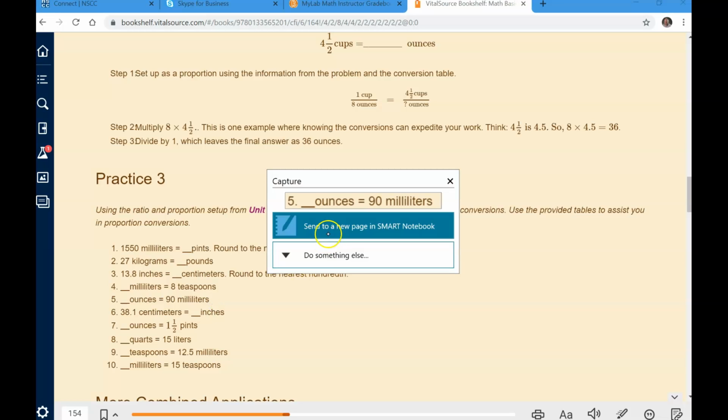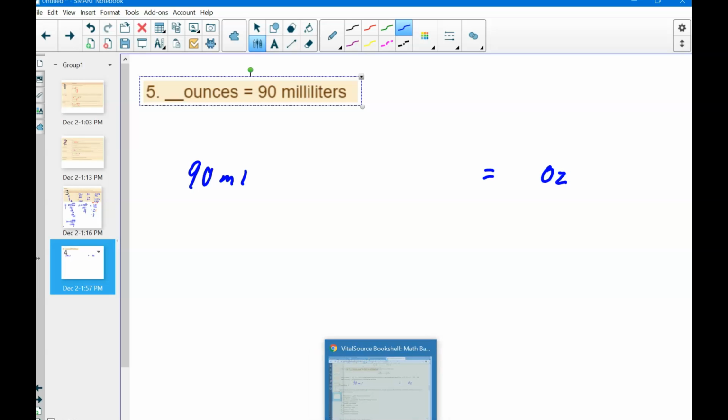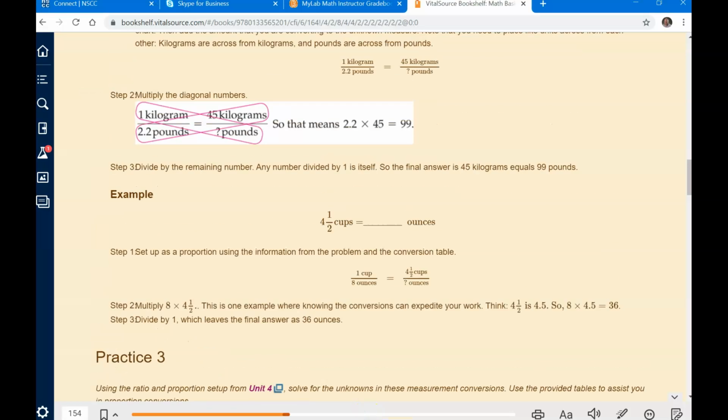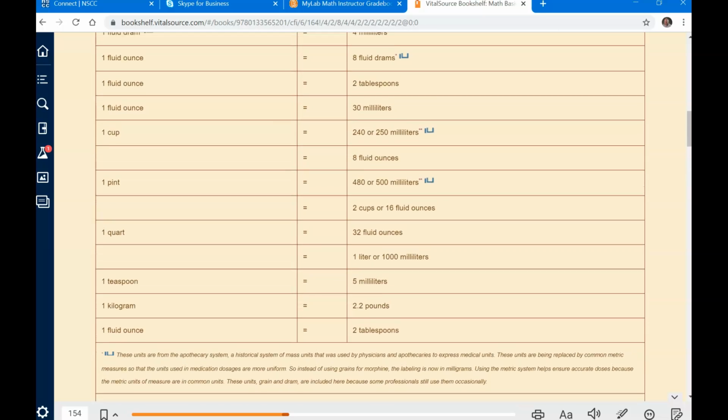So looking at this through the chemistry eyes, converting 90 milliliters into ounces, let's look at it this way. I want to set it up like this. I want to start with 90 milliliters, so 90 mil. And over here, I want to end up with my answer in ounces. So coming back to our charts here, in our book, let's go back up and see if there's a connection between milliliters and ounces.